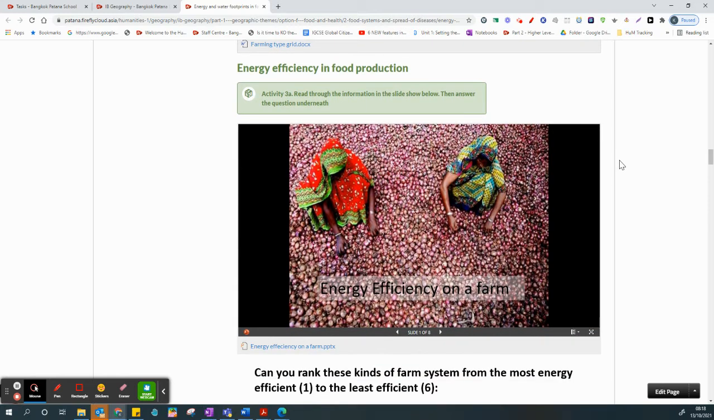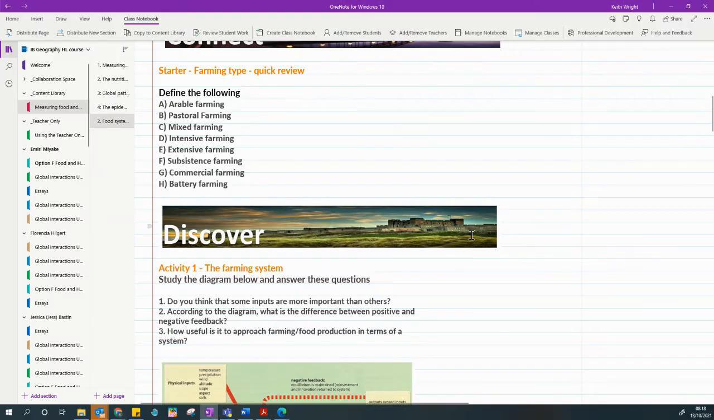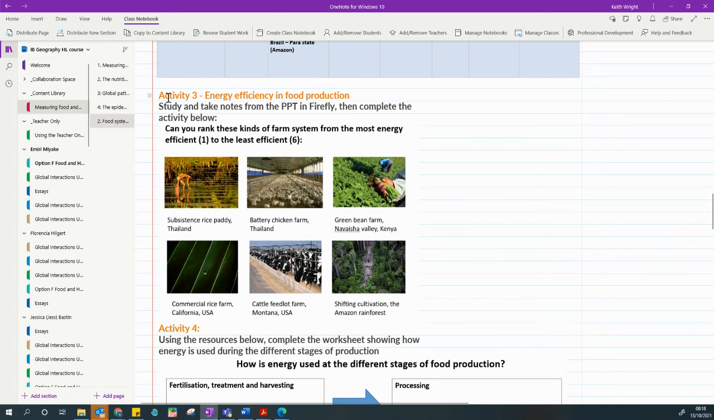And once you've done that, let's go back to here. Once you've done that, go on to activity 3, energy efficiency in food production. This gets a little bit more complicated. You've got a PowerPoint in Firefly. Your idea is you're going to try and rank these kinds of farm systems from the most energy efficient to the least. So the first thing to do is to look at it and ask, which one is the most energy efficient, which one's the least energy efficient?